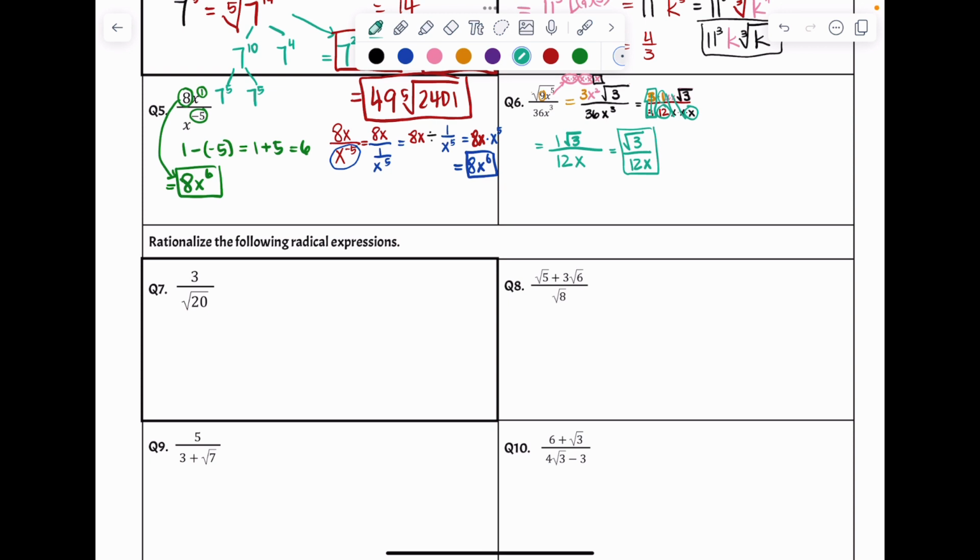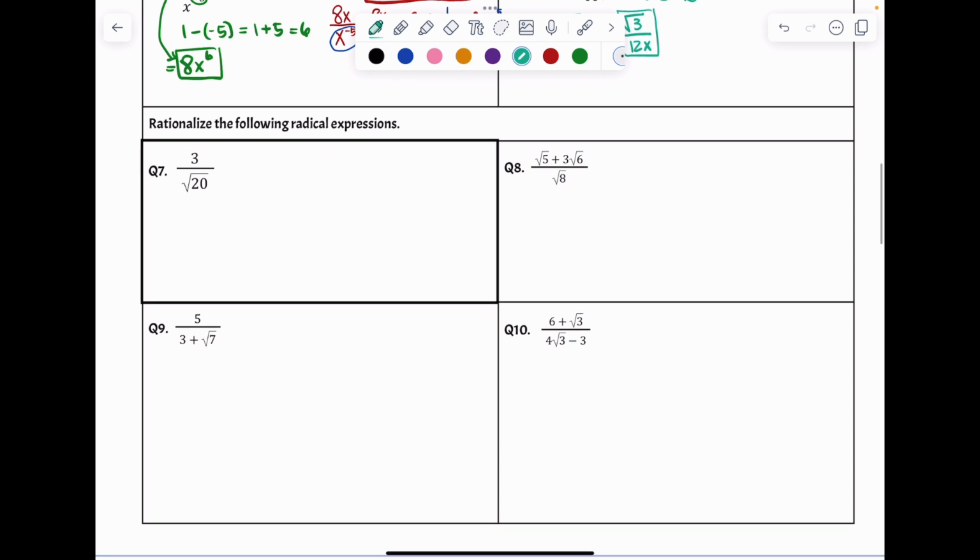All right, question number 7. Rationalize the following radical expressions. So all 4 of these have to do with different ways to rationalize any fractions with radicals in the denominator. All 4 of them have radicals in some way in the denominator. There's 2 ways to go about it. You can simplify the radicals in the denominator first and then multiply by a whole 1 equivalent of that denominator's radical part, okay? Or you can just take it as it is and multiply by the whole 1 equivalent of the radical that's already given.